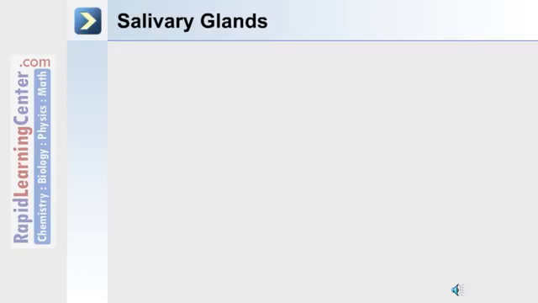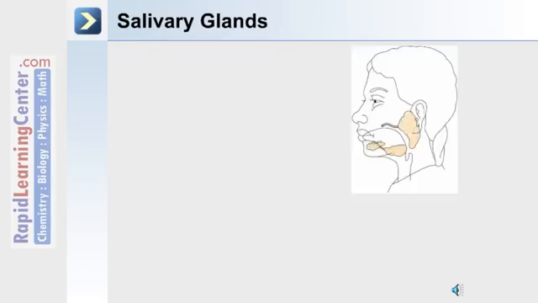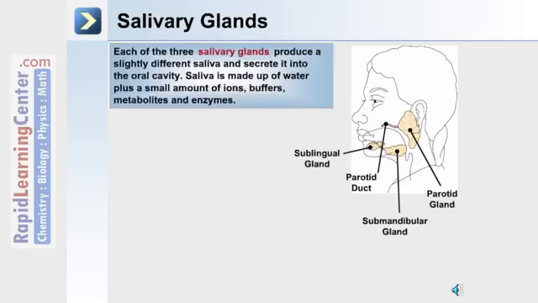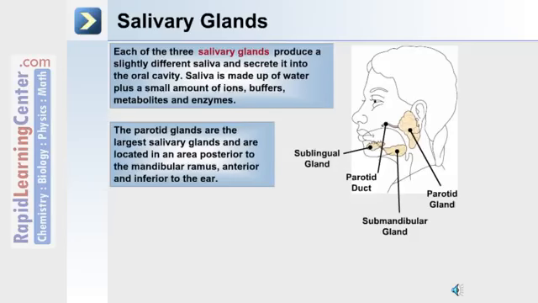Also in the oral cavity are the salivary glands. Let's describe the anatomical location of these glands. The sublingual gland and the submandibular gland. The parotid gland and the associated parotid duct. Each of the three salivary glands produces a slightly different type of saliva. Saliva is made up of water plus a small amount of ions, buffers, metabolites, and an enzyme.